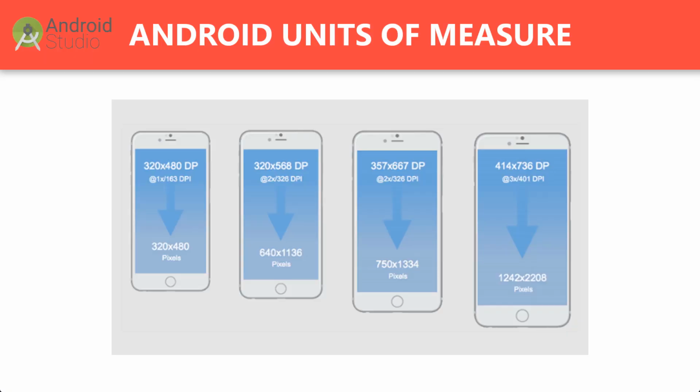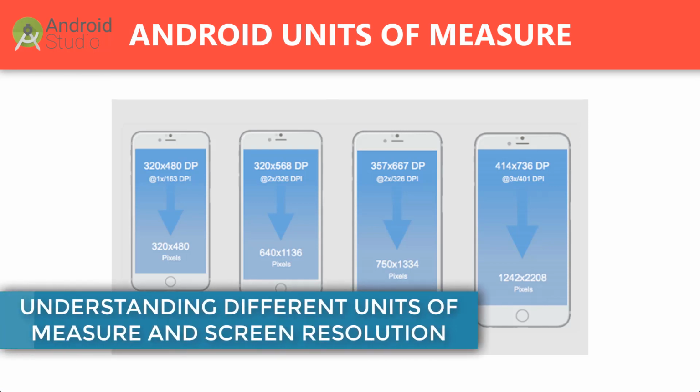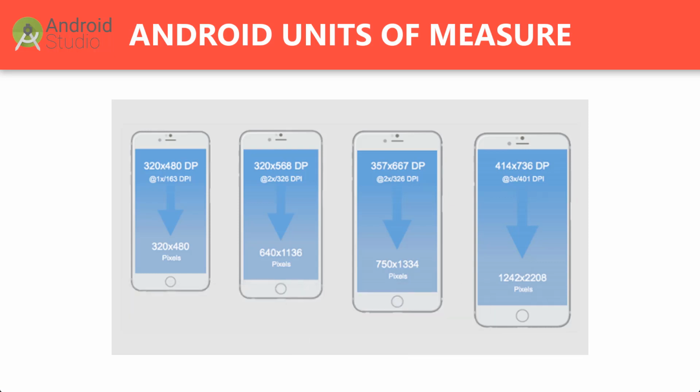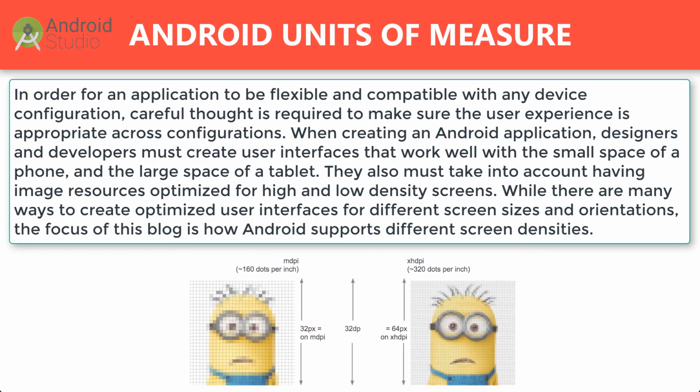Welcome back. Moving forward, in this lesson, I'm going to talk about the different Android measures. So we took a look at the DP, which is density pixels, or scale pixels, or millimeter, point, and so forth. In order for your application to be flexible and compatible with any device configuration, careful thought is required to make sure the user experience is appropriate across configurations.